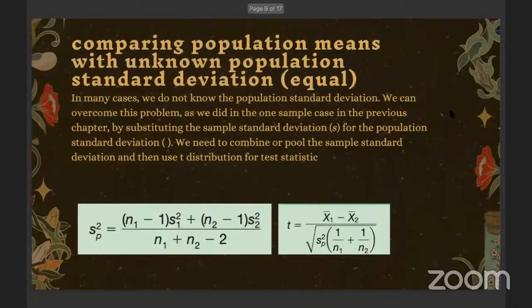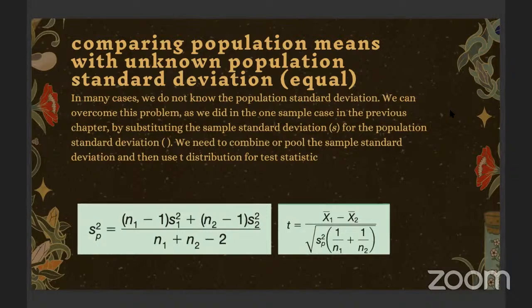Next, we're going to compare population means with unknown population standard deviation that are equal. In many cases, we do not know the population standard deviation. We can overcome this problem as we did in the one sample case in the previous chapter by substituting the sample standard deviations for the population standard deviation. We need to combine or pool the sample standard deviation and then use the t-distribution for the test statistic. These are the 2 formulas that assume the standard deviation is equal, although it is unknown.